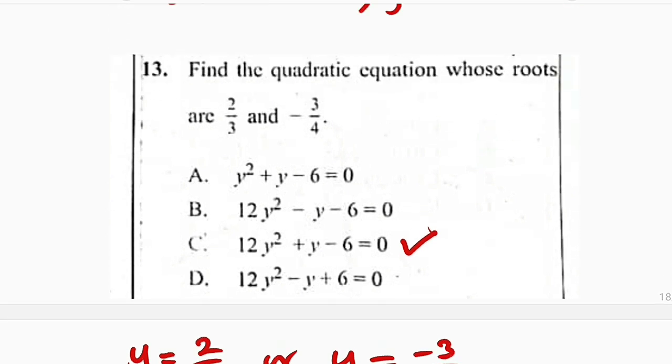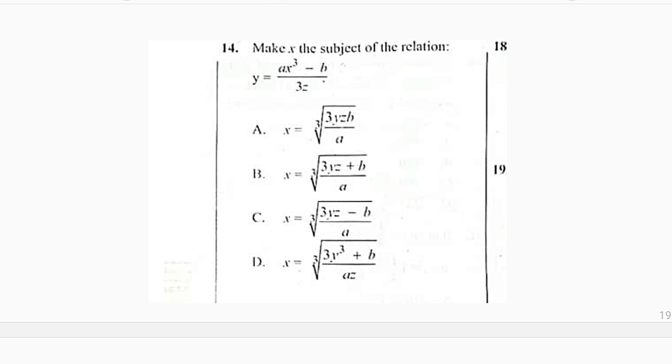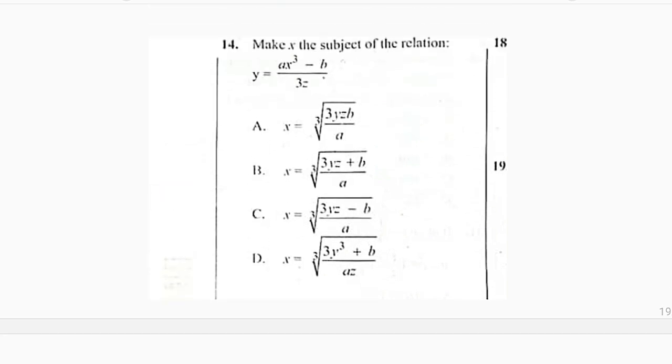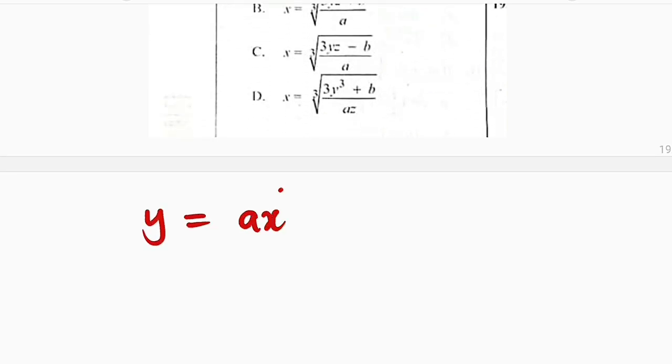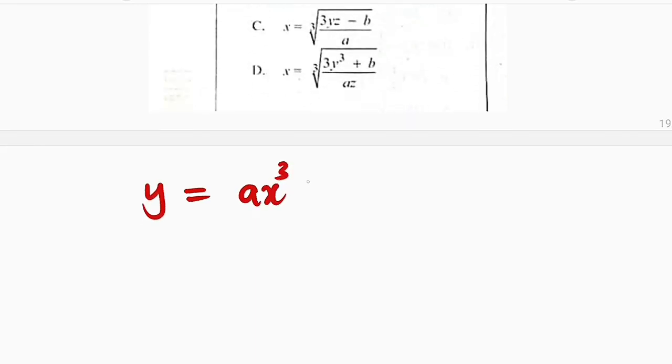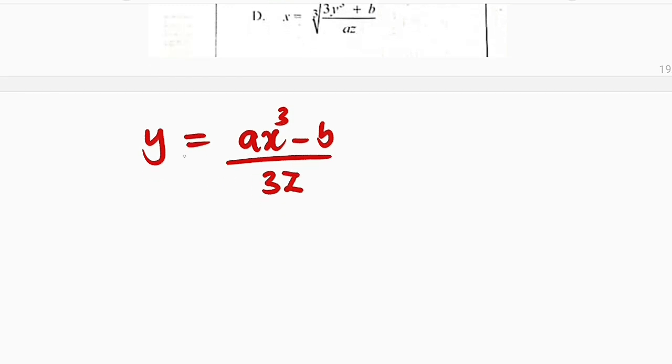Now let us move on to question number 14. All right, here is question number 14. We are asked to make x the subject of the relation y equal to ax cubed minus b divided by 3z. Let me rewrite it here. We have y equal to ax cubed minus b divided by 3z. We're asked to make x the subject. Let us cross multiply. Y times 3z will give us 3yz equal to ax cubed minus b.